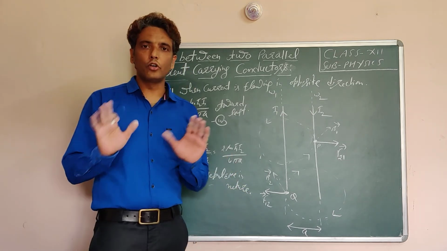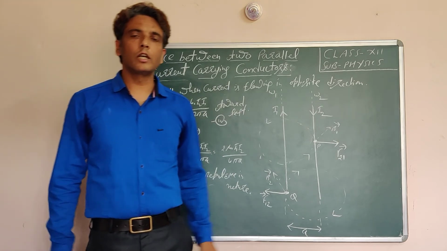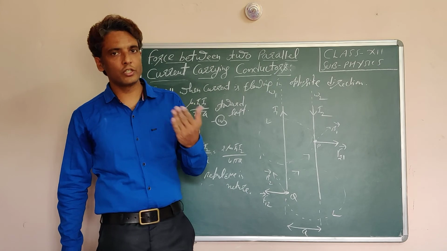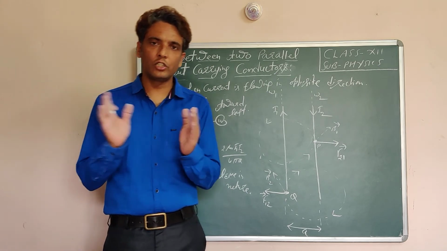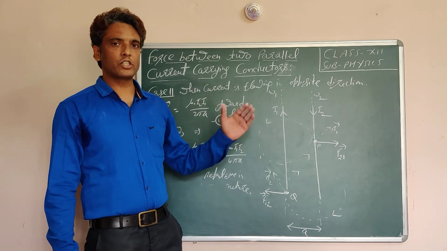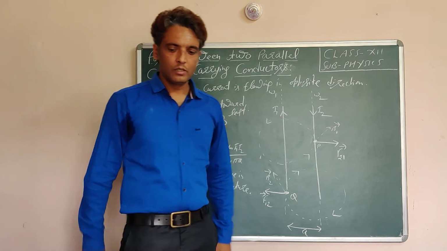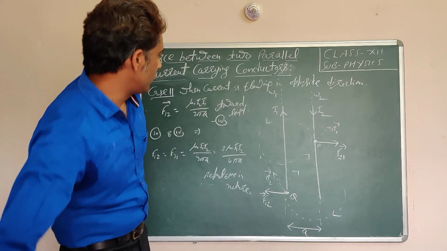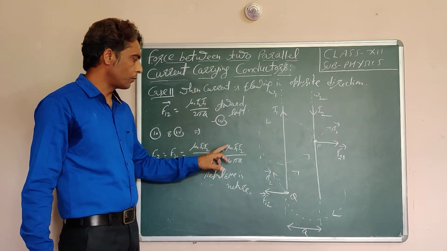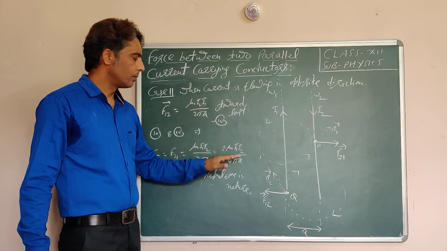So from here we saw that when the current flowing through parallel conductors is in the same direction, they attract each other, and when the current flowing through them is in the opposite direction, they repel each other, and the magnitude of force per unit length is given as 2 times mu naught I1 I2 over 4 pi a.